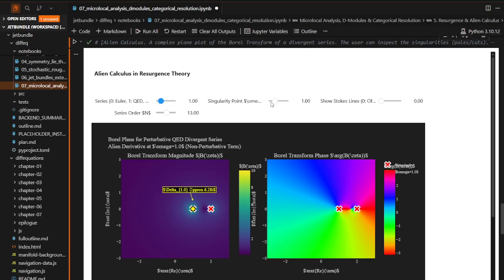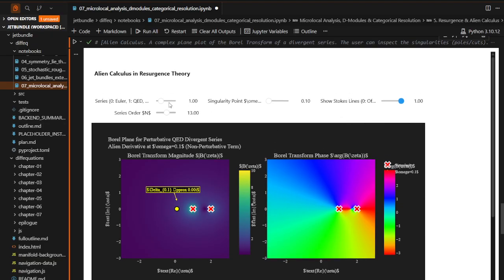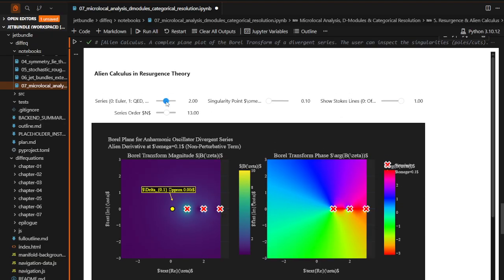All right. And we can change where the singularity point is. Oh, sorry, we can change where omega is, right? And again, it's still defining the alien derivative wherever. We can also show the Stokes lines themselves. And is it showing? I don't know where they're showing. Hello? Show Stokes lines.